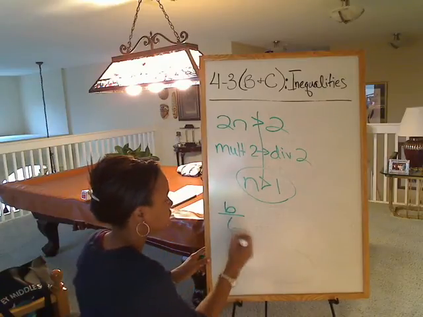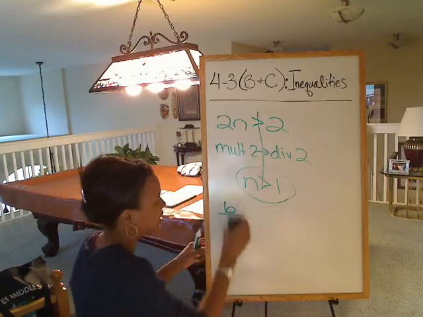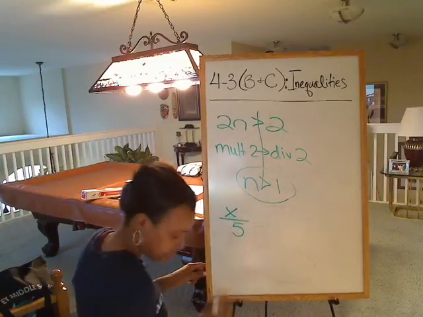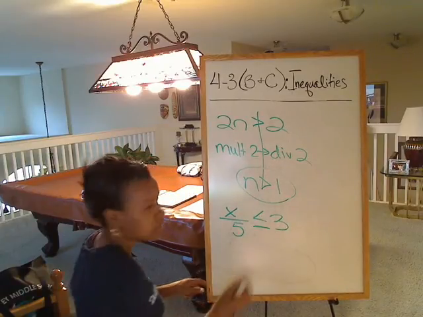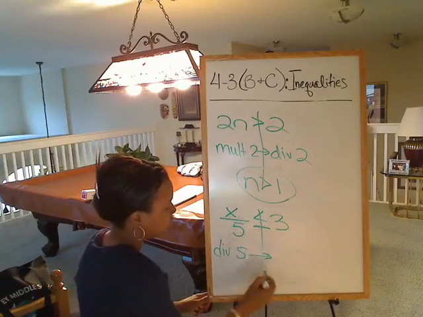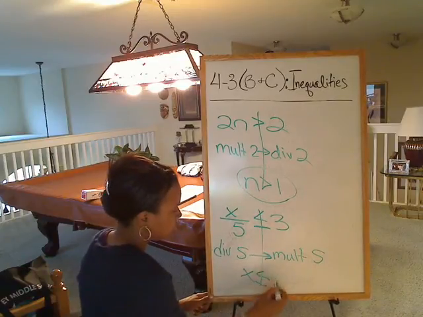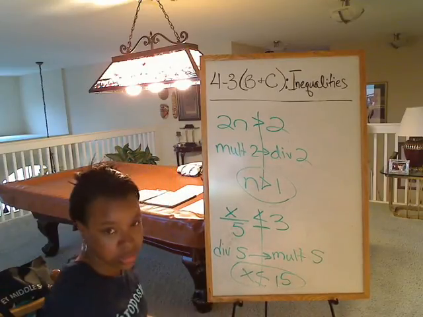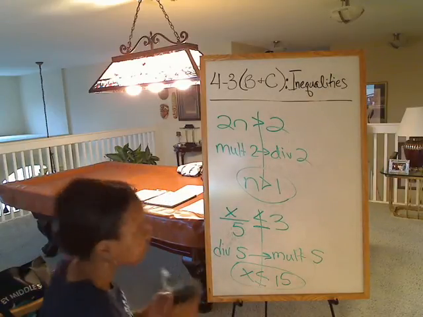Next one I want to do is b over 6. Oh no, I changed it. Let's do a different one. Sorry. Hopefully you're using pencil. X over 5 is less than or equal to 3. Okay, so draw your line. They divided by 5, so you are going to multiply by 5. And you get x is less than or equal to 15. Final answer. So it's pretty much the same, right? I'll keep going. There's only one part of inequalities that's a little bit different, and that's what I'm going to show you.